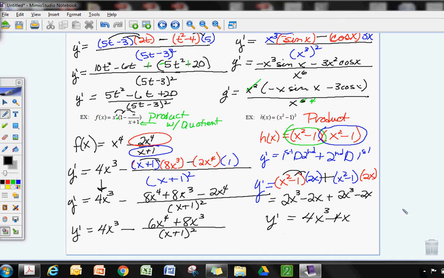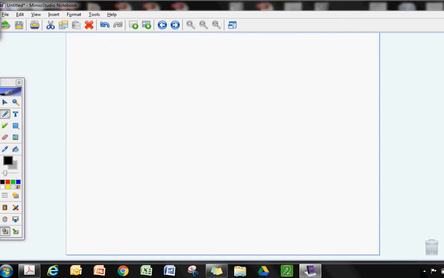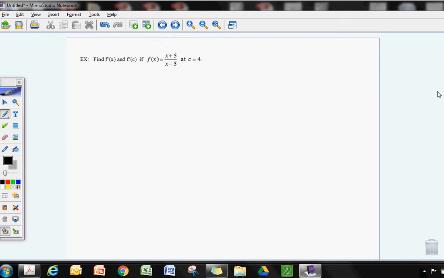Okay, so last example. Oops, let's get it up here. It says find the derivative and f of c if this is. So basically it's find the derivative and then plug in the c value. I think you guys can do that.